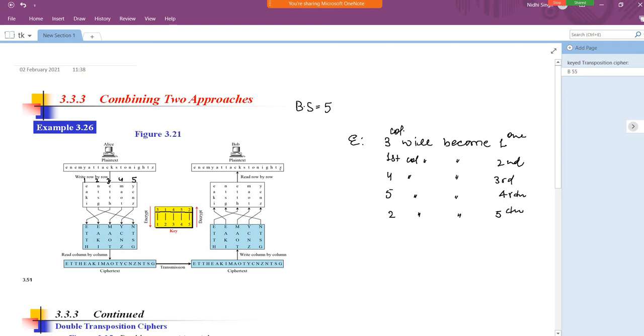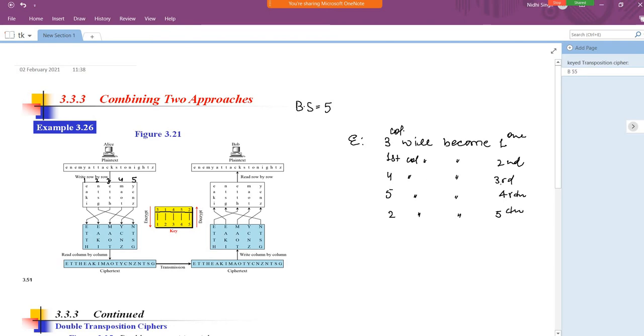In this example, you can see the third column will become the first one. What is the third column? The third column is E, T, T, X. In order to generate the ciphertext, we do the permutation, so the third column, E, T, T, X, becomes the first one. Then the first column will become the second one. What is the first column? In this case, that is E, A, K, I. It becomes the second column in the ciphertext. And so on. Let me complete it further for better understanding.